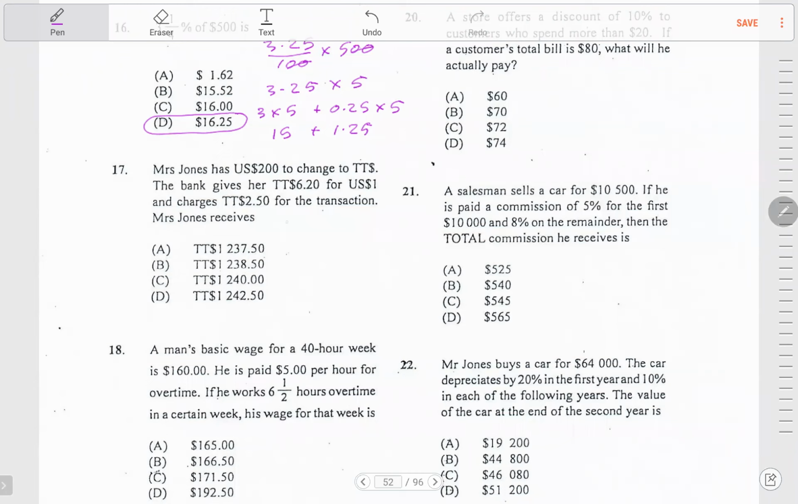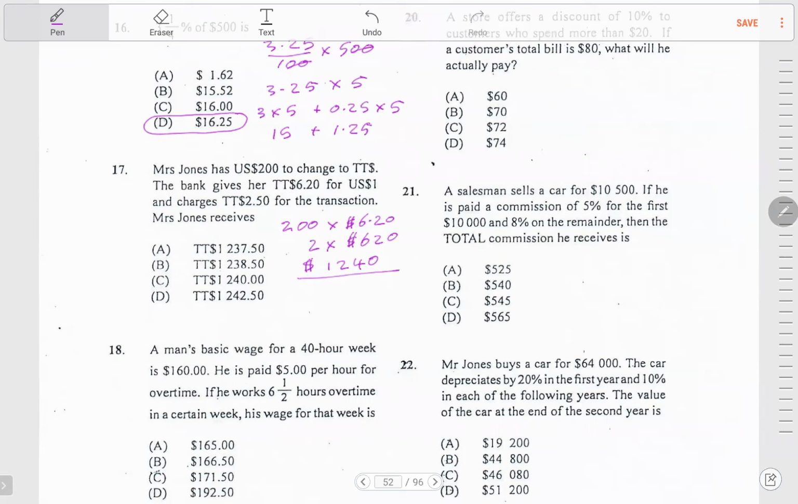So first thing, she's going to exchange 200 US at $6.20 for 1. So it's 200 times 6.20, which is 620. Basically, the 100, move the decimal point 2 places, and now times it by 2, so it becomes 2 times 620. And 2 times 620 is 1240. So that is what she gets from the money.